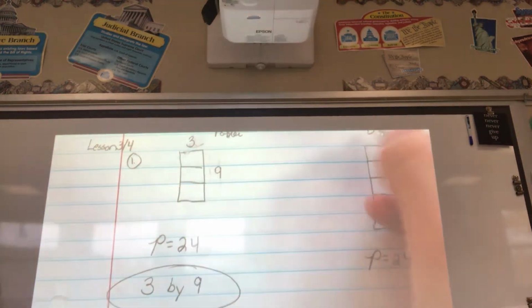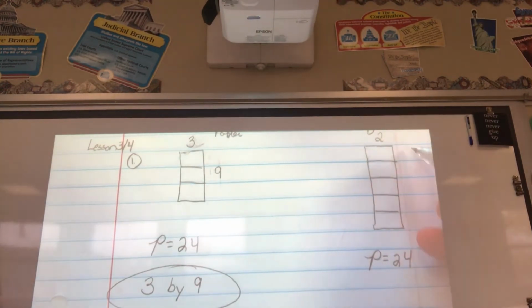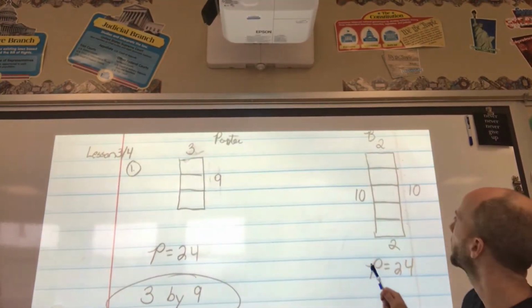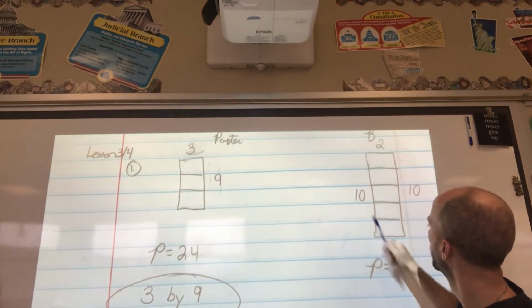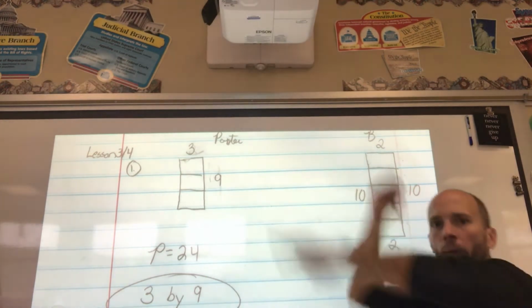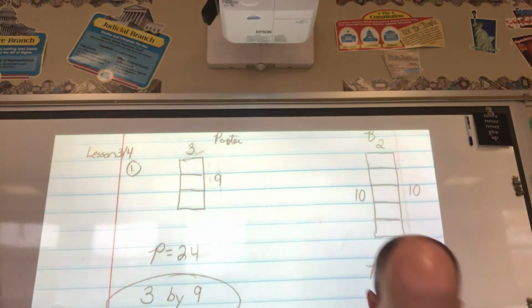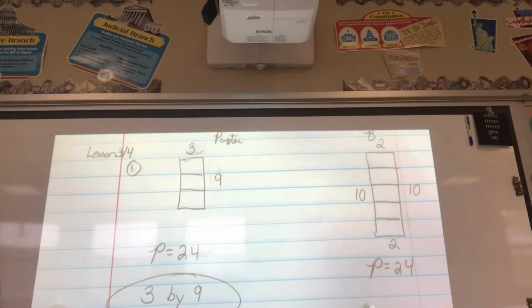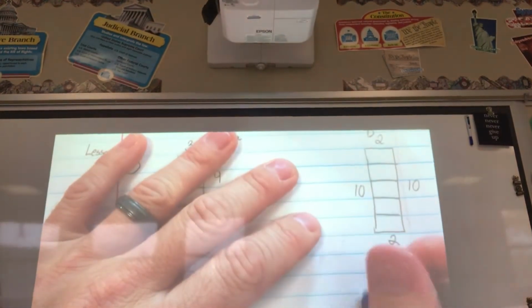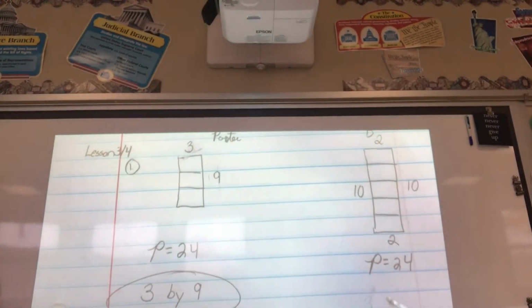Let's try 2. So this would be 2, 4, 6, 8, 10. 10, 2. And let's check all the way around, see if we got a perimeter of 24. 12, 12, 12 and 12, 24. 3, whoops, not 3. 2 by 10.